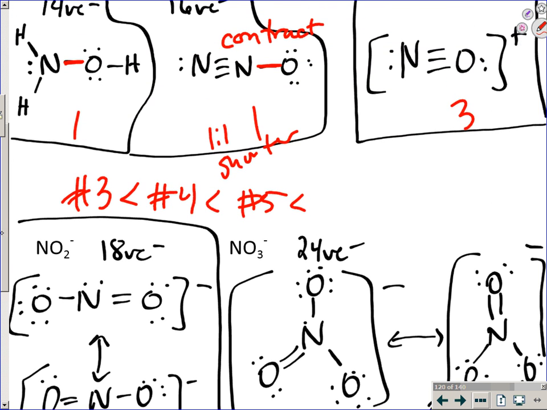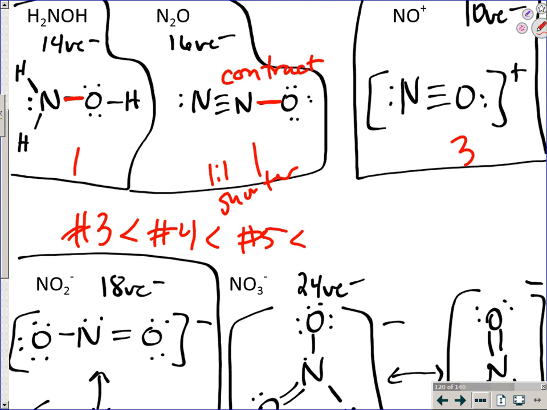Oh no, sorry, 2 is a little bit shorter than 1 because of that contraction we see happening with the environment that this bond is in. So this is the shortest. Number 2 is almost the longest one, and then this single bond here will be our longest of them all. Got it?